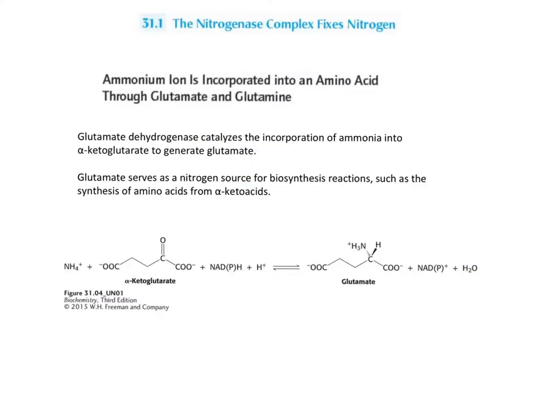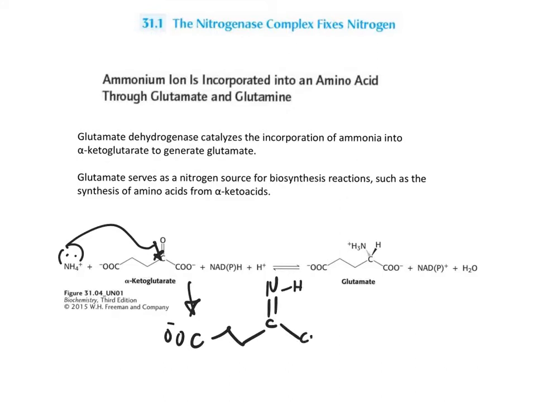Okay, so the first one I'm going to talk about is making glutamate. There's a couple of different ways we can make glutamate. One of them is through this glutamate dehydrogenase reaction. And essentially what happens is this nitrogen here is going to come in and form an imine to give you something that looks like this here, and we'll lose a proton in that process.